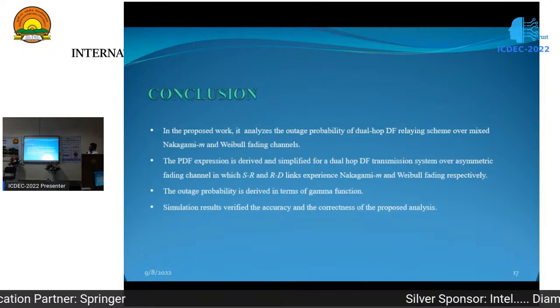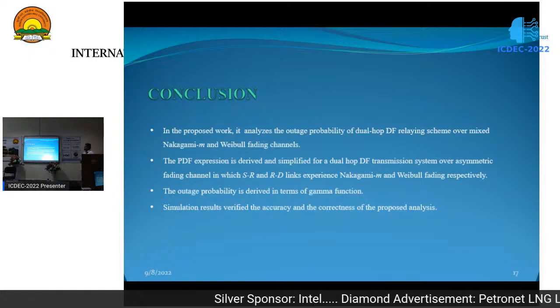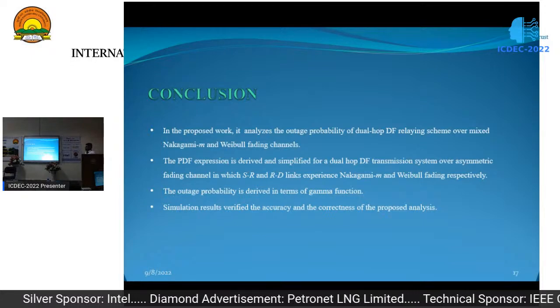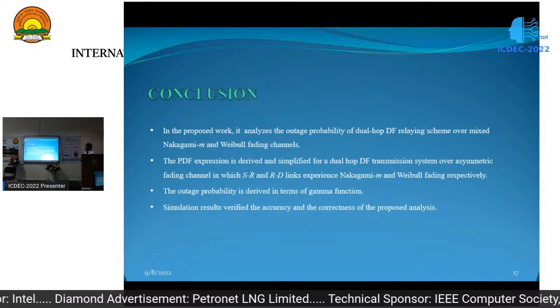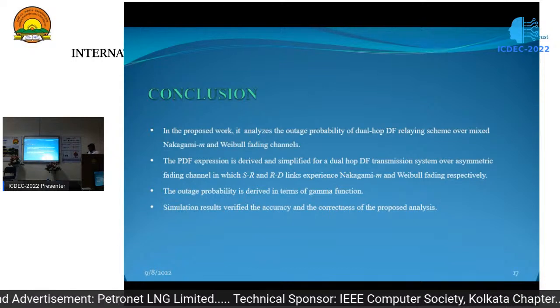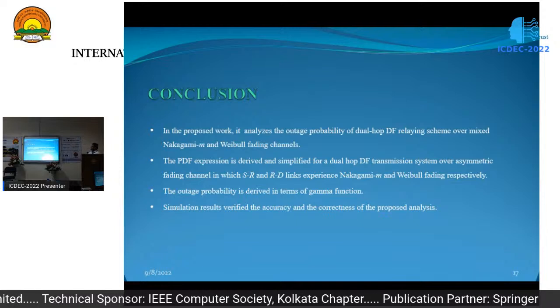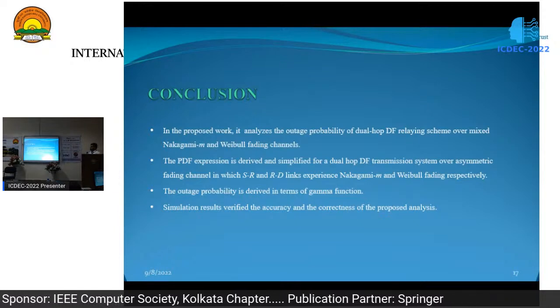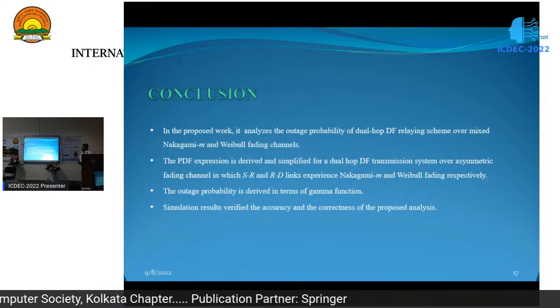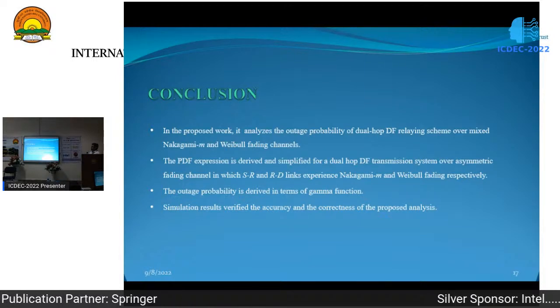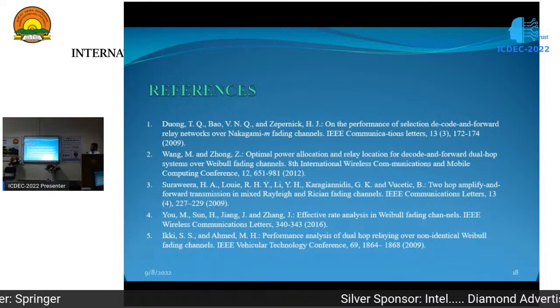In this proposed work, we analyze the outage of FSO links over mixed fadings. The PDF expression was derived for the fadings, and the outage probability is being derived in terms of the gamma function. The simulation results verified the accuracy and correctness of the derivations. These were the references we are taking.